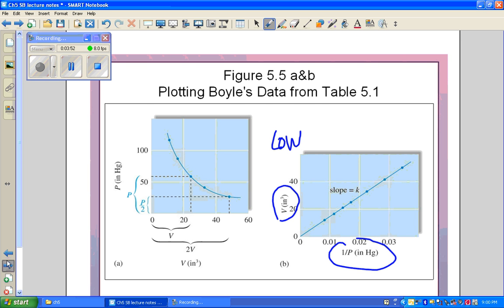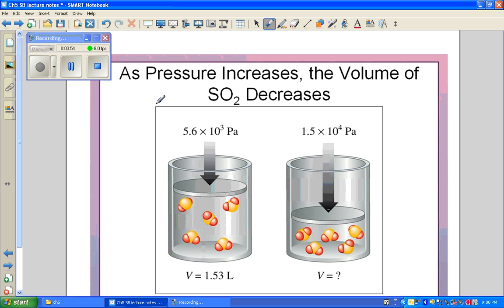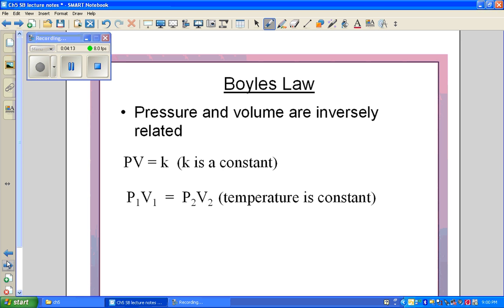So if we take a look at a couple of pistons here, you can see the volume of sulfur dioxide gas here is 1.53, at a certain amount of pascals, which you should recognize as pressure. And if I increase that pressure, what's going to happen to the volume? The volume is decreasing. And so that is simply Boyle's law. Pressure and volume are inversely related, and another way that you will see it a lot is pressure times volume is equal to a constant. And you can see pressure times volume equals pressure times volume in the beginning and ending situation.